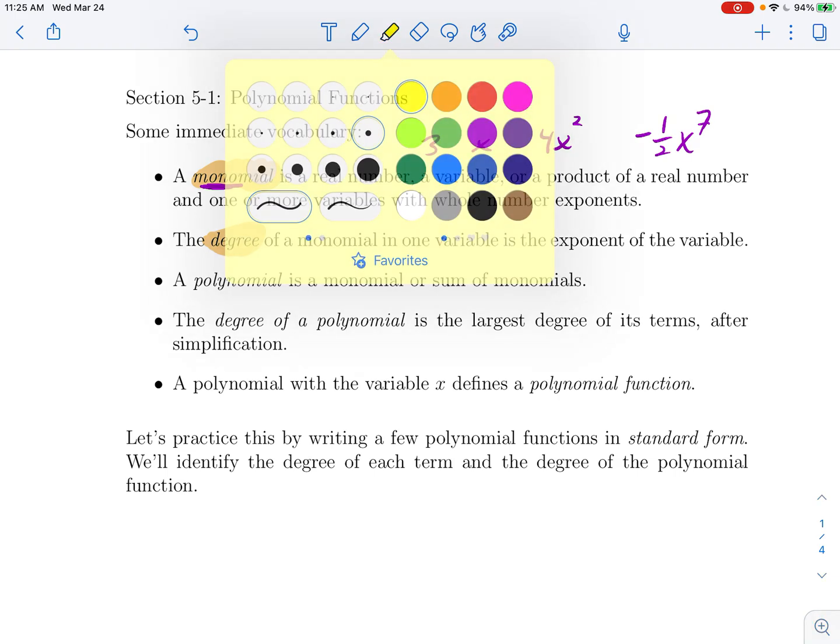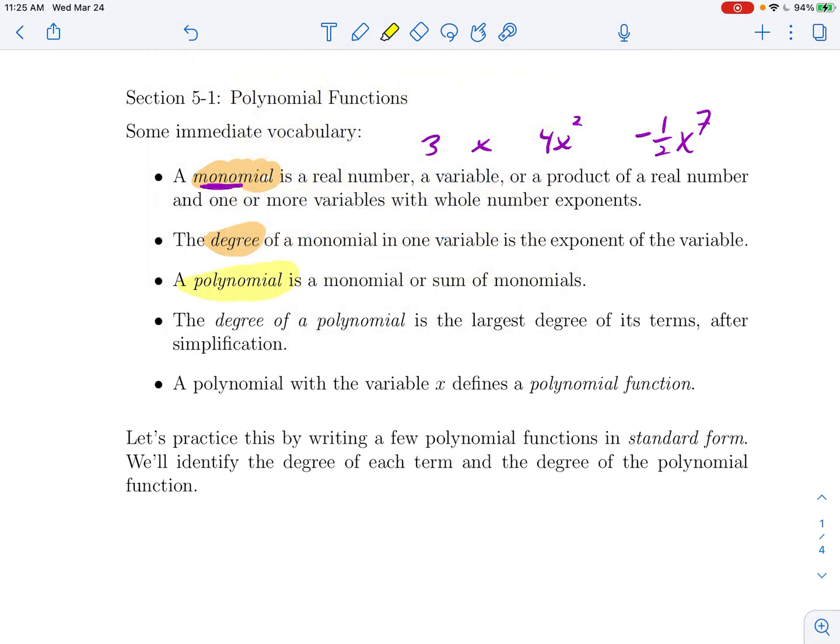If we add or subtract a bunch of monomials, we call that a polynomial. And the degree of a polynomial is the largest degree we see after simplification. And if something has a formula that's a polynomial, we call it a polynomial function.